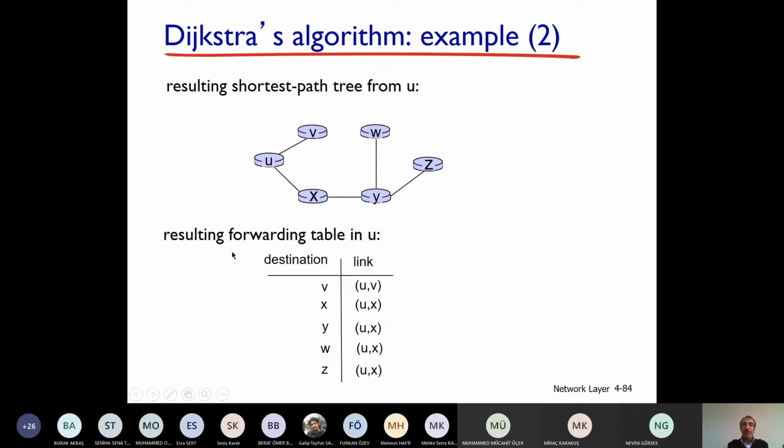And from there, we can also construct the forwarding table in U. The destination is V, and we can reach it with the link UV. The destination is X, which is reachable through the UX link. If the destination is Y, we can reach it through UX. And W we can reach through UX, and Z we can reach through UX. So these are the direct links that we can use to reach the other nodes. So based on this algorithm, we have two outcomes. The first one is the shortest path tree from U, and the second is the forwarding table in U.